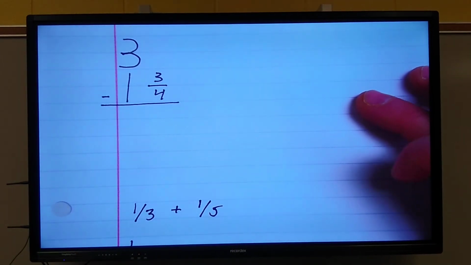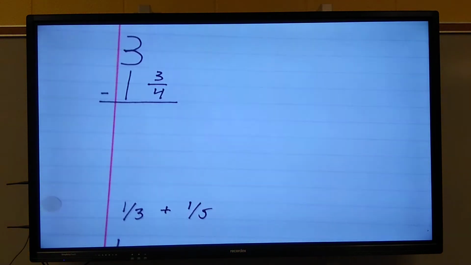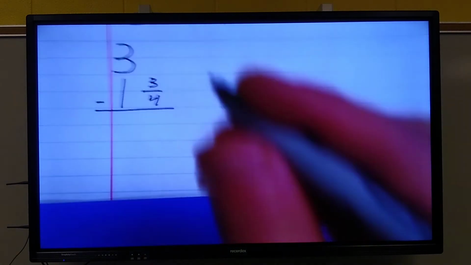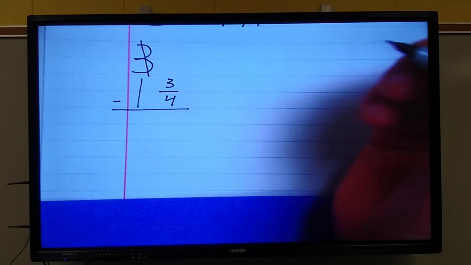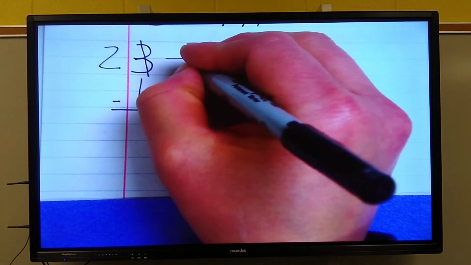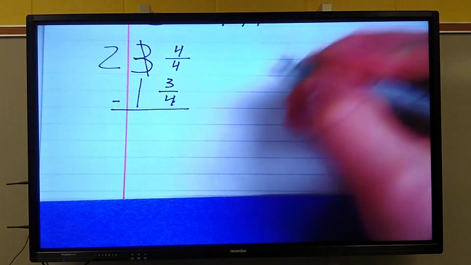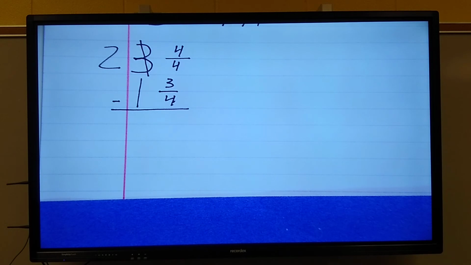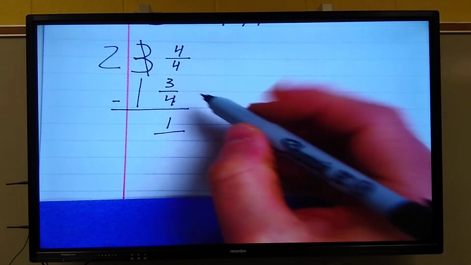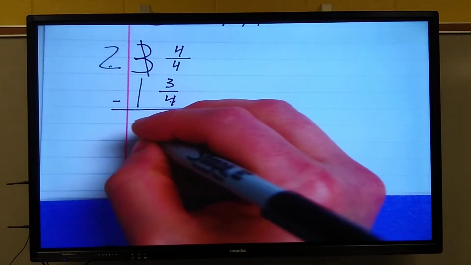To subtract a whole number and a mixed number, you must borrow. If you did not borrow, you got this problem wrong. I take 1 away from the 3, it becomes a 2, and I change that 1 I borrowed into a fraction by using the same denominator here. Now I can subtract. 4 minus 3 is 1. The denominators stay the same. 2 minus 1 is 1.